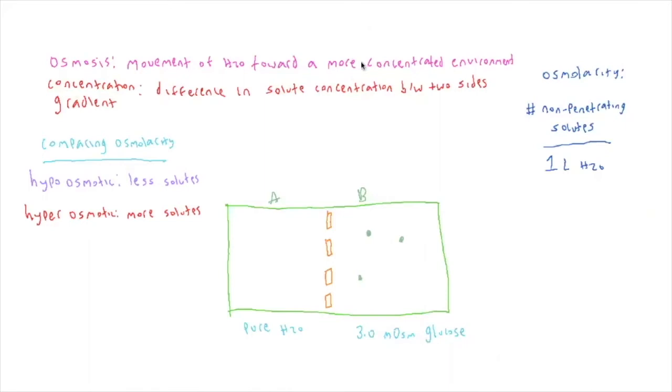And the third one is going to be called isoosmotic. And this means same solutes. One thing to note, though, is that only one side can be, for example, hypoosmotic. Because if one side is hypoosmotic, the other must be hyperosmotic. And both sides need to be isoosmotic.